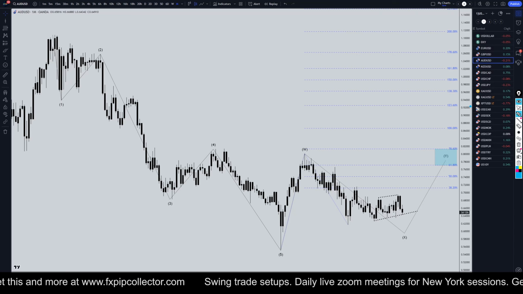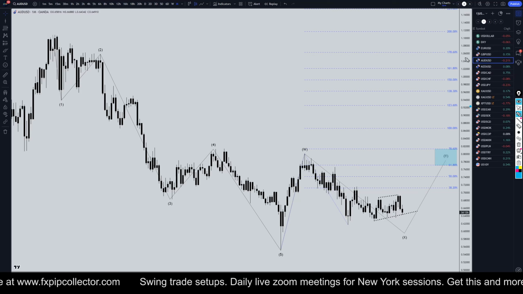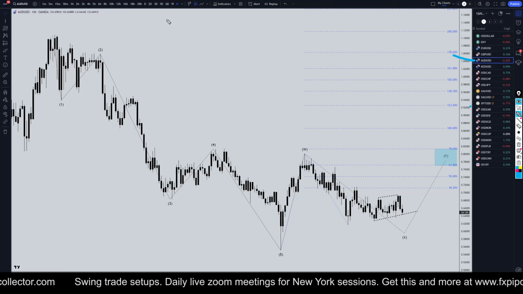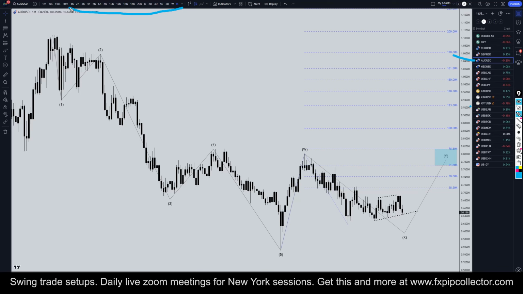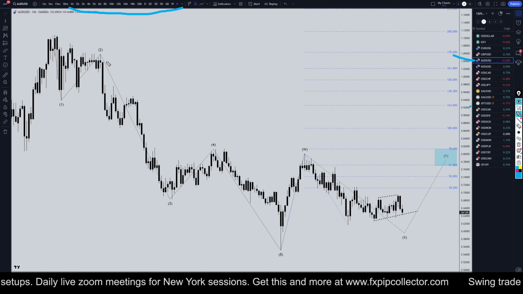Today is Tuesday, November 26th, and I'm going to be analyzing the Aussie US dollar, starting on the monthly, working my way all the way down to the 1 hour time frame for the full top-down analysis.